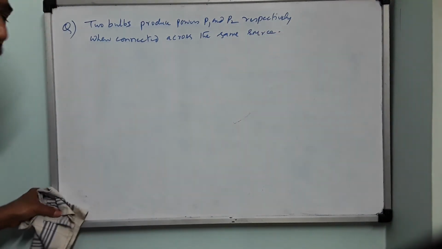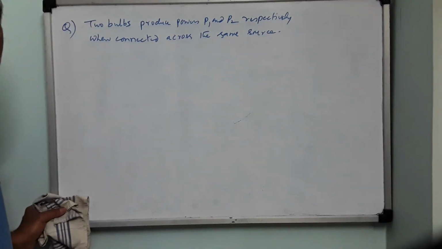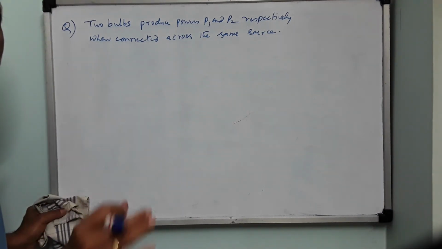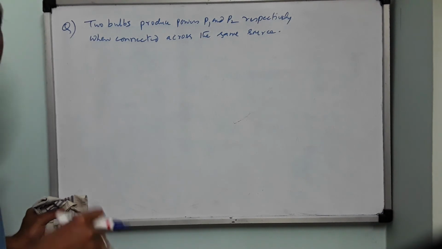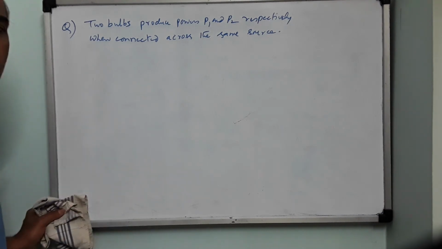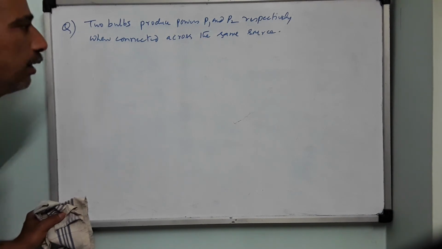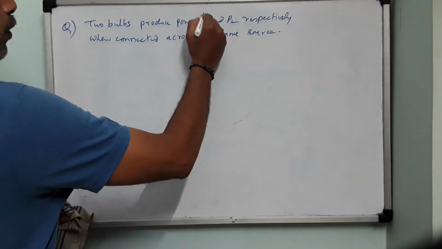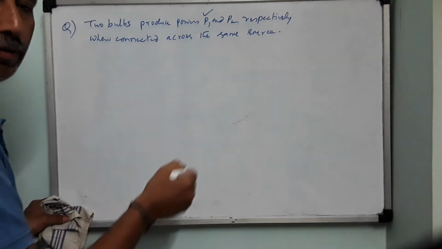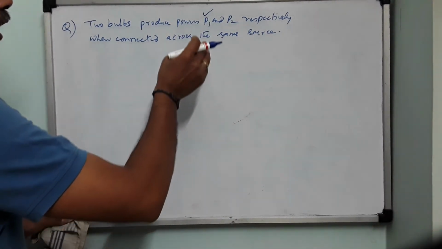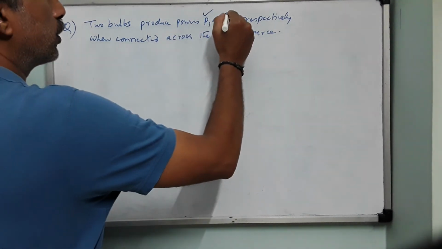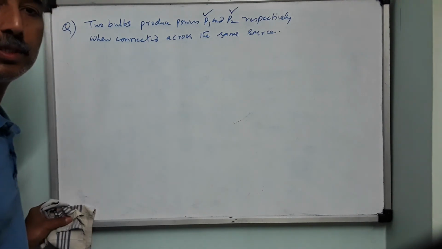Meaning both of them are given the same voltage. You have a battery, say a 220 volt battery. You have connected the first bulb. Then you removed it and connected the second bulb. That is the meaning of connected. When you connect the first bulb, it produces a power of P1, say 40 watt. When you disconnect it and connect the second one to the same 220 volt, it produces a power of P2, that is 60 watt.